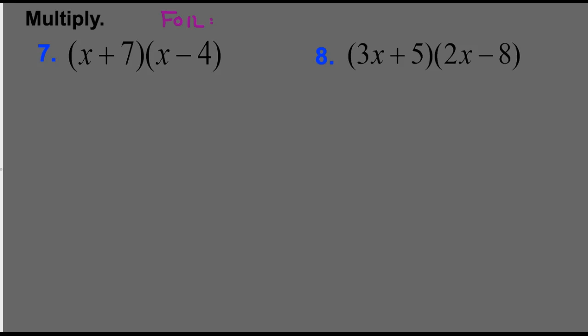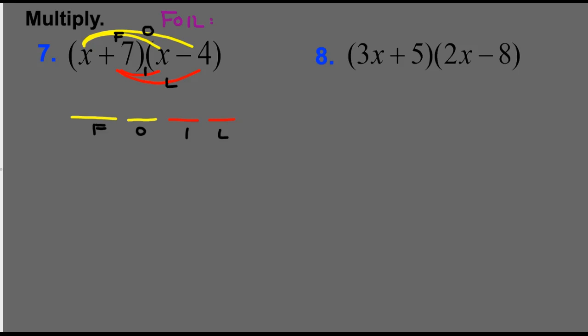All right, we're back. So FOIL, I don't really like FOIL. I like to think of it as double distribute. So take that x times both of those terms and take this 7 times both of these terms. So what you end up with, and I'll show you how it connects to FOIL. I mean, it's the same thing. But FOIL is just an acronym for multiply the first things, multiply the outside things, multiply the inside products, multiply the last products. So it's like FOIL, okay?